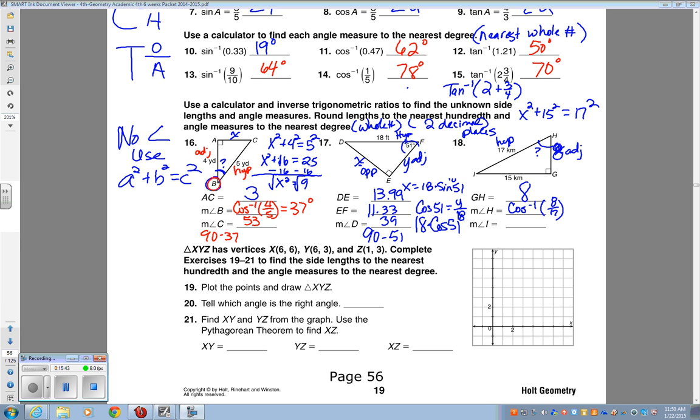You could. You could. You get the same answer. Yeah, it works. Alright, so we should have 62 degrees. Well, if H is 62, how do I find the measure of angle 1? Yeah, 90 minus that 62. Alright, 28. Are we good on that?